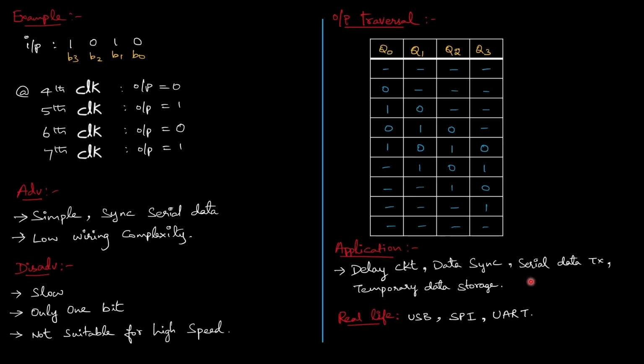So SISO registers are commonly used in delay circuits, data synchronization, temporary storage, and serial communication. You will also find this concept inside protocols such as USB, SPI, UART, where data is transmitted serially.